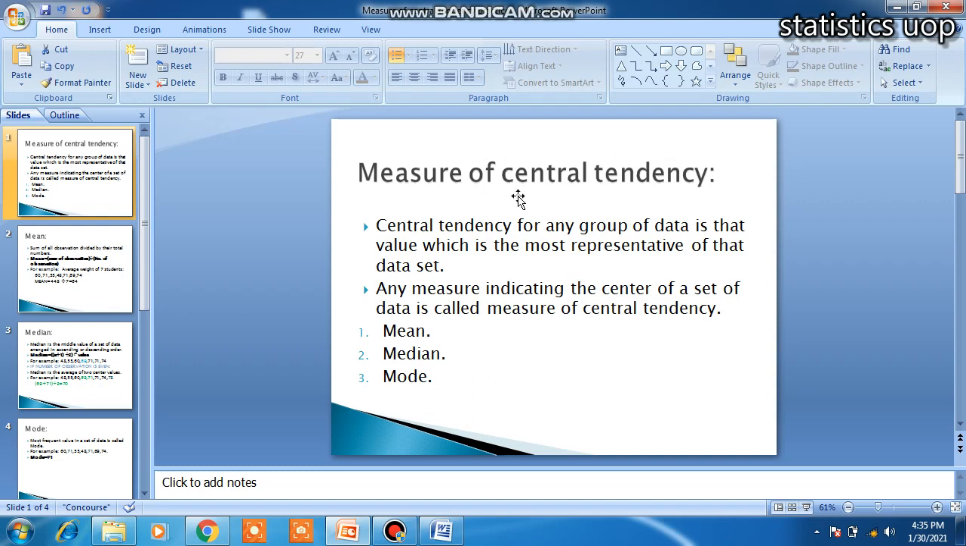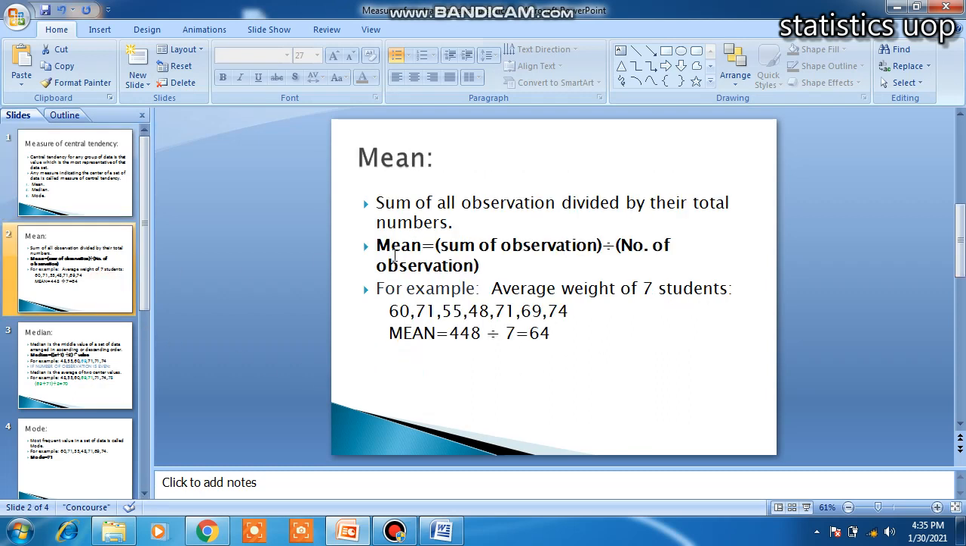Now what is measure of central tendency? Any measure indicating the center of a set of data is called a measure of central tendency, that is mean, median and mode. Mean can be defined as the sum of all observations divided by their total number. This is the formula of mean.